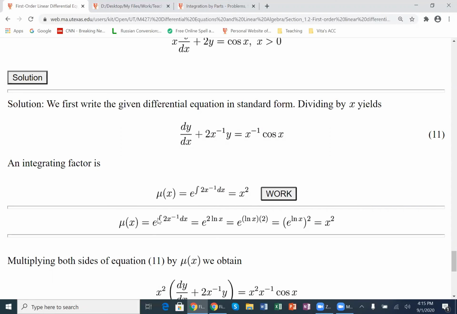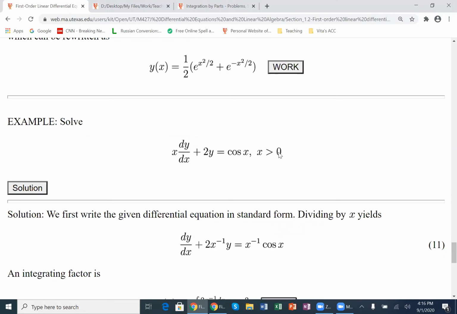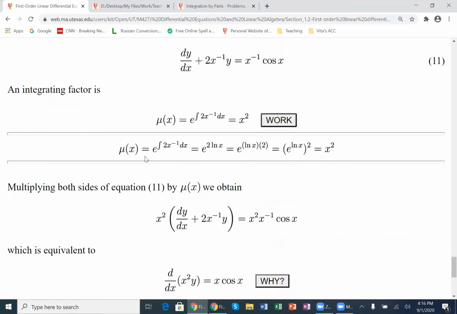We factor out 2. Antiderivative of x to negative 1 is ln of absolute value of x plus c. But remember, on this step, we do not put plus c because we care about only a particular antiderivative. So there is no plus c here, and also there is no absolute value because it's written x is greater than 0. So here's our mu, e to 2 times ln of x.